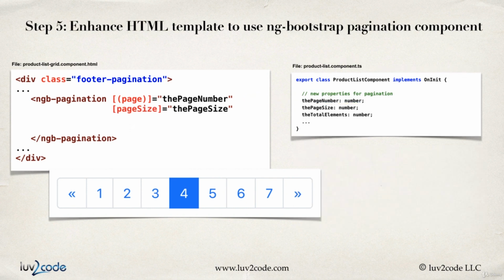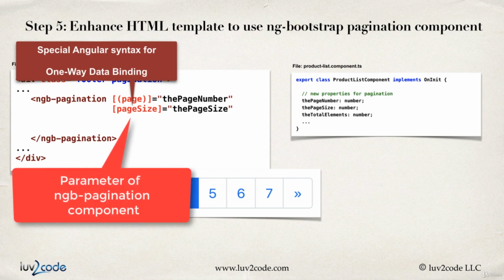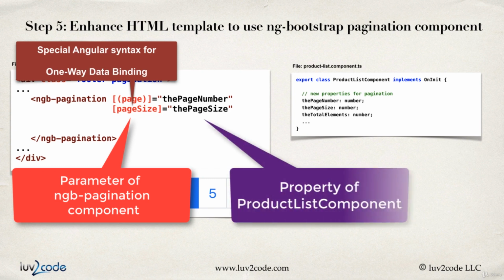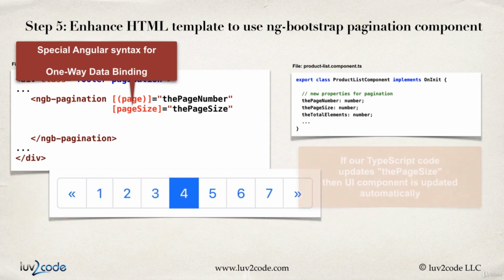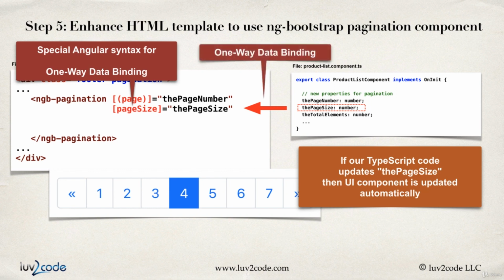Let's look at another parameter here, page size. So this is a special Angular syntax for one-way data binding, so square brackets. So on the left-hand side, page size is the parameter of the ngb-pagination component. The page size is a property of the product list component. If our TypeScript code updates the page size, then the UI component is updated automatically. And so based on this, it will change how many pages are listed based on the page size. And that's an example here of one-way data binding.